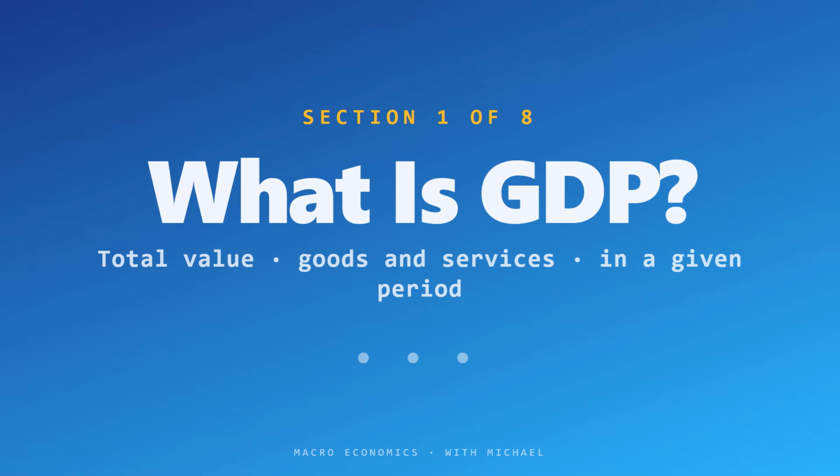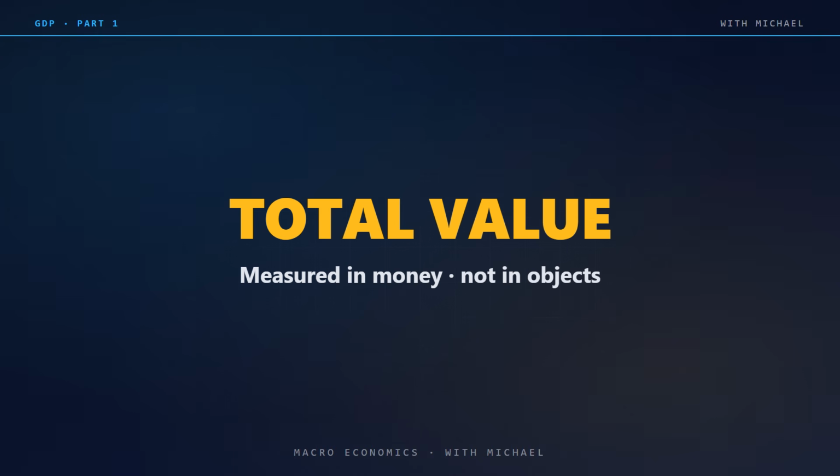What is GDP? GDP stands for gross domestic product. It is the most important single number in all of macroeconomics. The definition is this. GDP is the total value of all goods and services produced by an economy in a given time period, typically 1 year or 1 quarter.